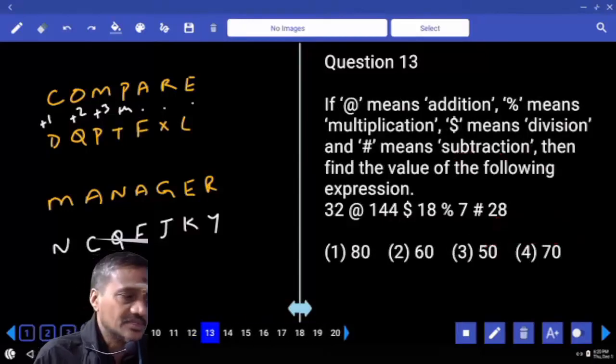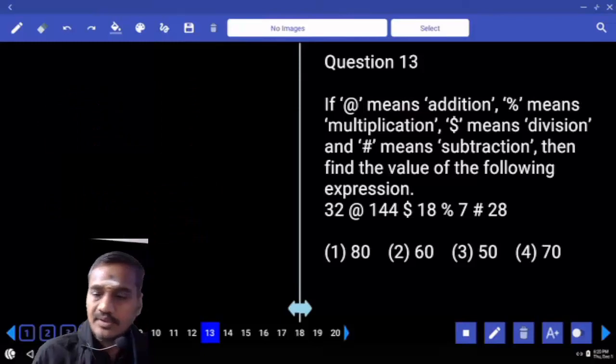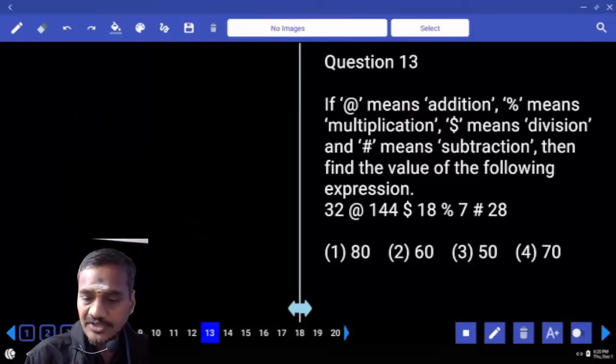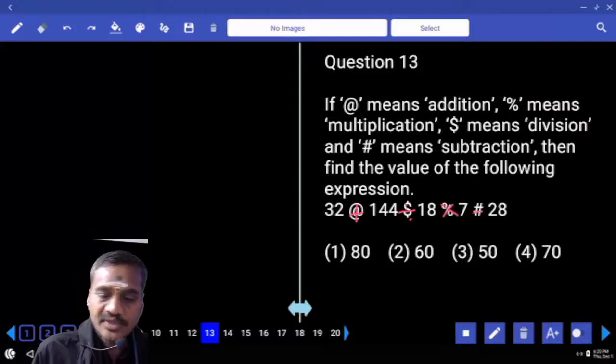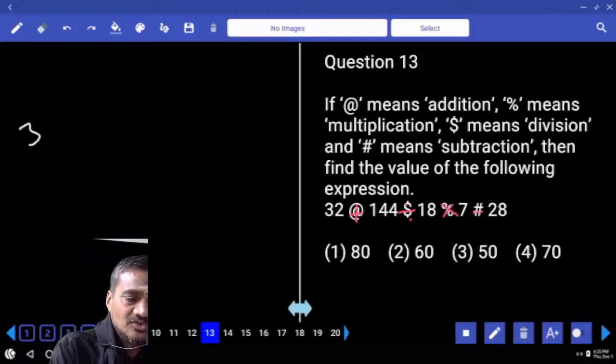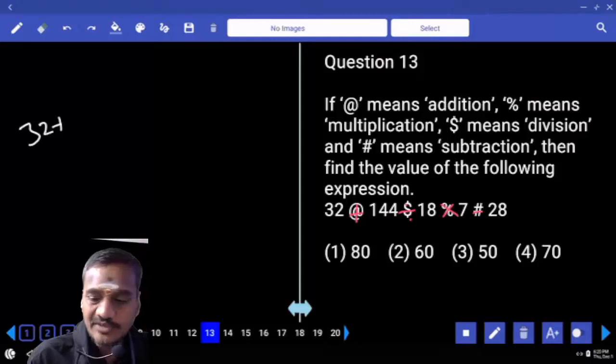Then the next one, the 13th one. Here the rate stands for addition, dollar stands for division, percentage stands for multiplication, and hash stands for minus. Then what is the value of this one? 32 plus 144 divided by 18.